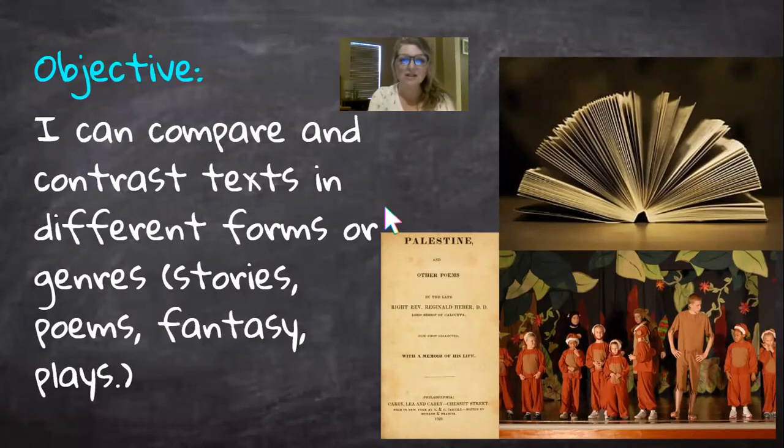So we dealt with a lot of different genres today, and we compared and contrasted those genres. So I hope this lesson was helpful, and I hope that it'll help you when you have to compare and contrast in the future.